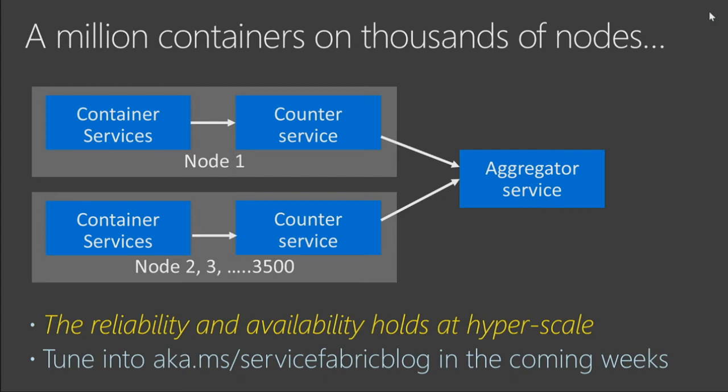The cluster that I'm going to show you is going to have 3,500 nodes, and I'm going to launch 1 million containers, essentially. I'm going to run a script that's going to launch containers, and the counter service is going to count. Whenever the containers get up, they're going to ping the counter service. Counter service reports to the aggregator service. So let me actually again.